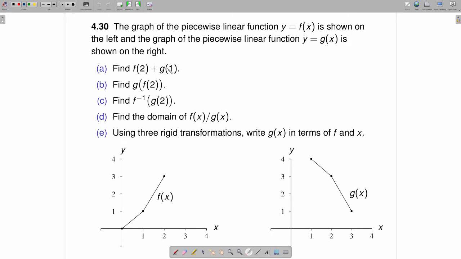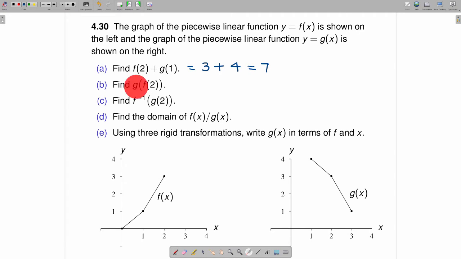We want to find f of 2 plus g of 1. That will be equal to: find f of 2, you go to x equals 2, and you go up, and f of 2 is equal to 3. To find g of 1, you go to this graph right here, you go to x equals 1, and g of 1 turns out to be 4. So 3 plus 4 is 7.